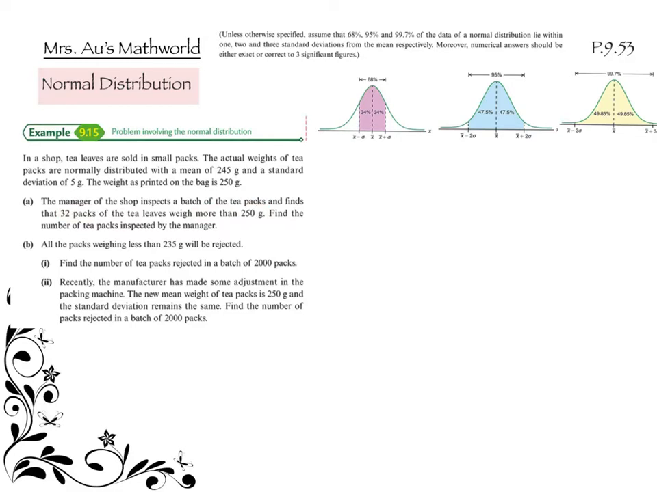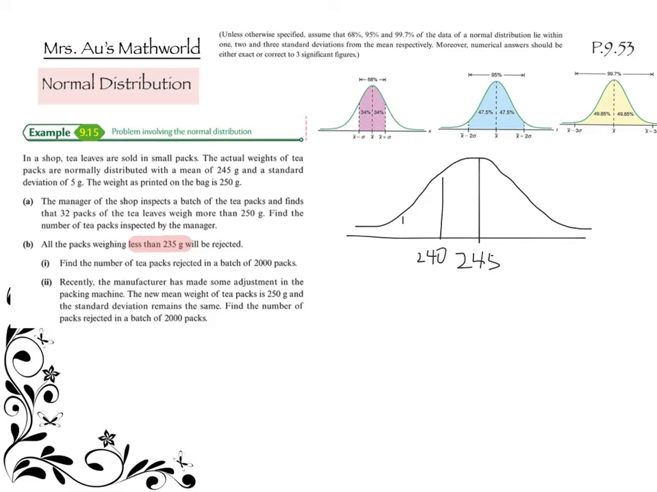So in part B, we will look at the key value, which is 235, and we want less than that. So step 1, draw the bell curve again. And then we start from 245 grams, and then minus 1 SD, minus 2 SD. This time this is enough, okay? No need to minus more. But if you like, you can also write it.